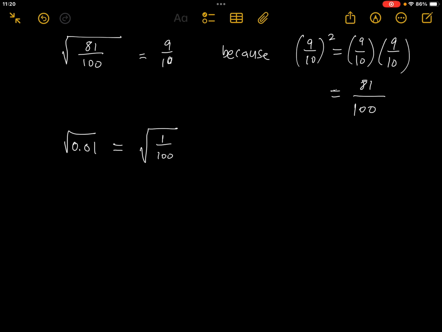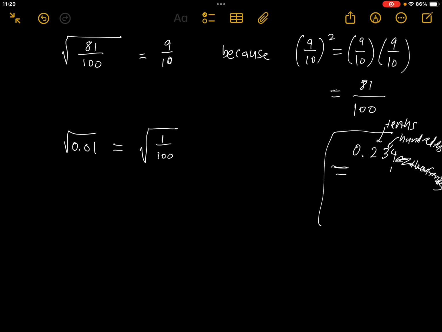Okay. In general, if you have something like 0.234, this is the tenths place, that's the hundredths place, and that's the thousandths place. Does that look right? Yeah, I guess it's right.